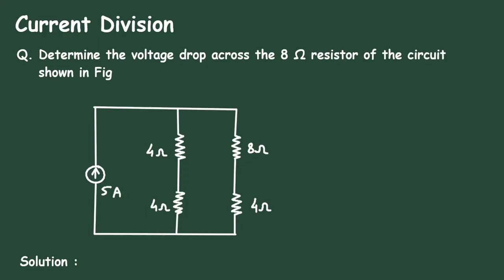Current division. Question: the total current flowing through a parallel connection of 20 ohm and 60 ohm resistors is 40 ampere. What will be the current flowing through the 60 ohm resistor? Solution. First of all, we have to make the circuit diagram.